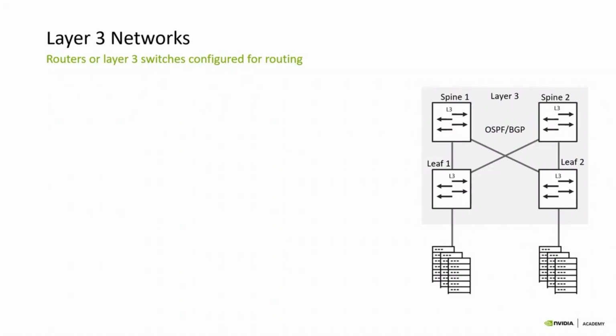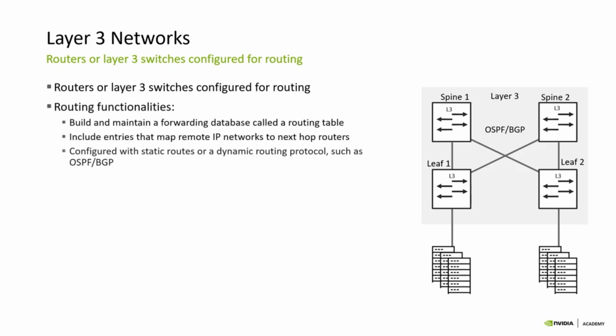In a Layer 3 network design, routers or Layer 3 switches are configured for routing. If you recall from previous units, routers build and maintain a forwarding database called a routing table that maps remote IP networks to next-hop routers. The routing table is populated by configuring static routes or by enabling a dynamic routing protocol such as OSPF or BGP that will be introduced later. Routers then forward IP packets to their destination based on the routing table entries.